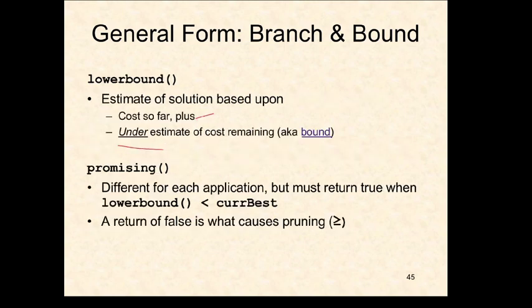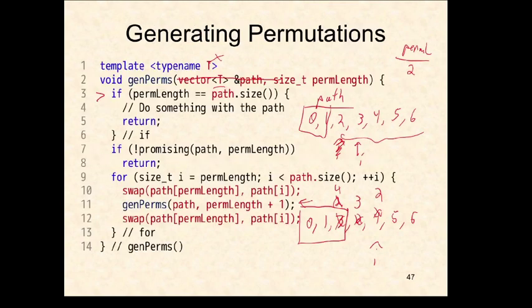What is best distance going to be? Oh, double. What is the best path? It's the same thing path is. In update, if it's better, we just say best path equals path. Let the vector object figure out the best way to assign the contents of one vector to another.